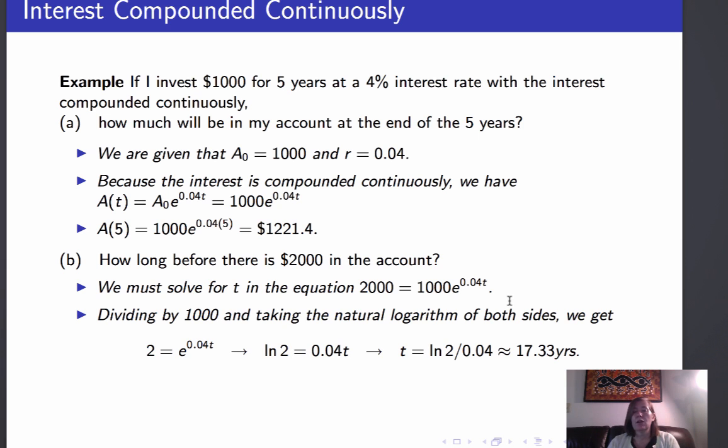Now the only unknown in that equation is t, and we can make our life simpler by dividing both sides by 1,000, and we must solve for t in the equation 2 equals e to the 0.04 t. Taking the natural logarithm of both sides, we get the natural log of 2 is 0.04 t, and t is the natural log of 2 divided by 0.04. That's approximately 17.33 years, so we must wait approximately 17 years before our investment doubles.